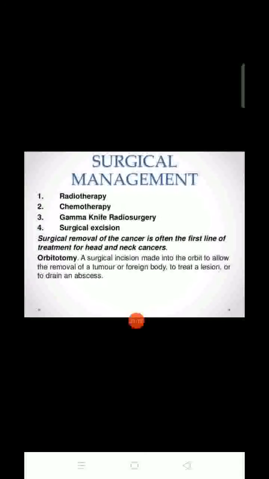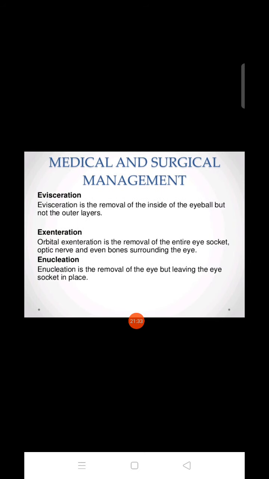Okay, next, what is the surgical management? In this, we have to do radiotherapy, chemotherapy, gamma knife radiosurgery, surgical excision. Surgical removal of cancer is often the first line of treatment of head and neck cancer. A surgical incision is made into the orbit to allow the removal of a tumor or a foreign body, to treat lesions, and or to drain an abscess. Okay, medical management and surgical management include the evisceration.